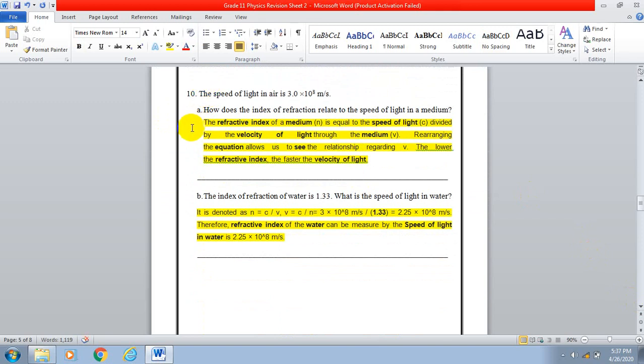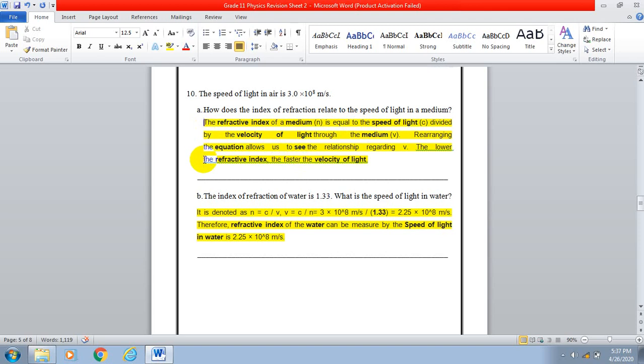Okay. Question 10. The speed of light in air is 3.0 × 10^8 meters per second. A. How does the index of refraction relate to the speed of light in a medium?